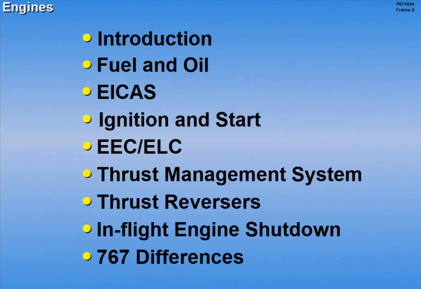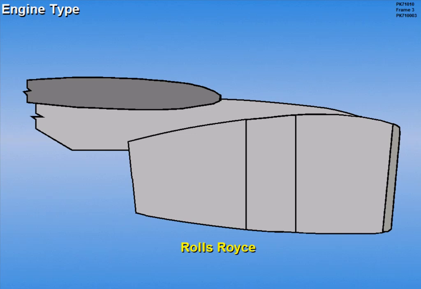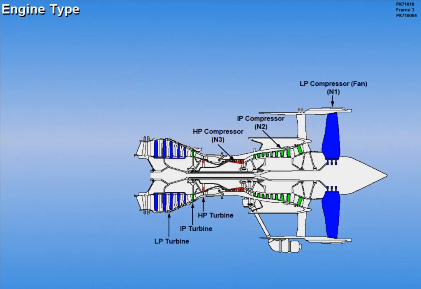The engines lesson will be discussed in 9 sections. First will be an introduction. 2 wing-mounted Rolls-Royce engines provide thrust for the 757. The engines are 3-spool, axial flow, high bypass ratio type engines.